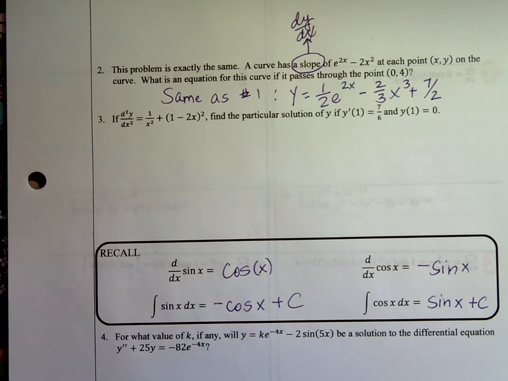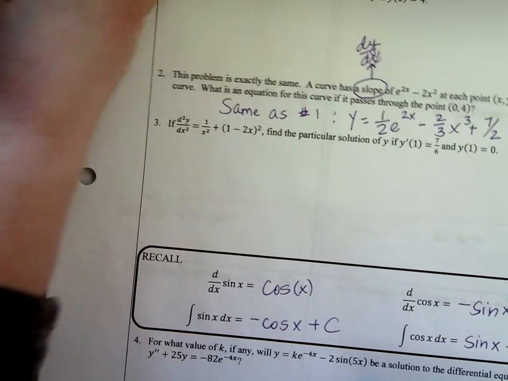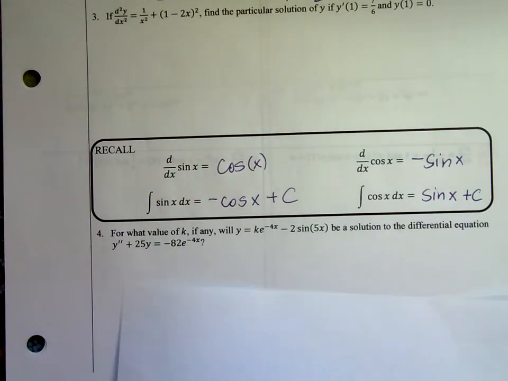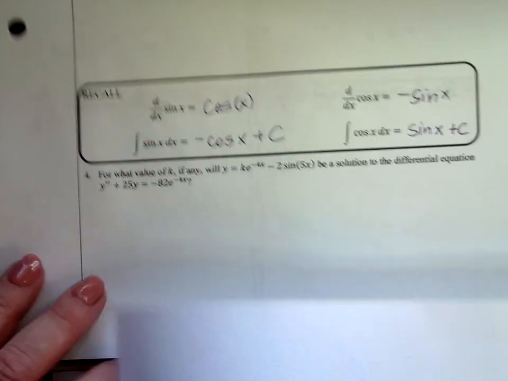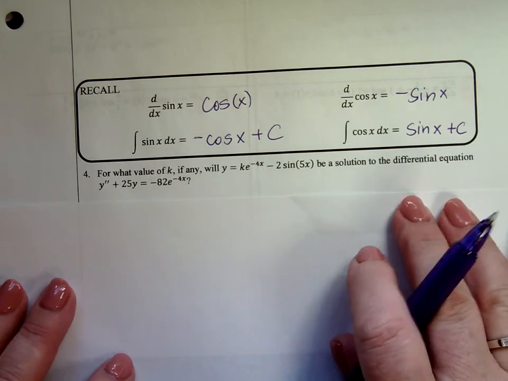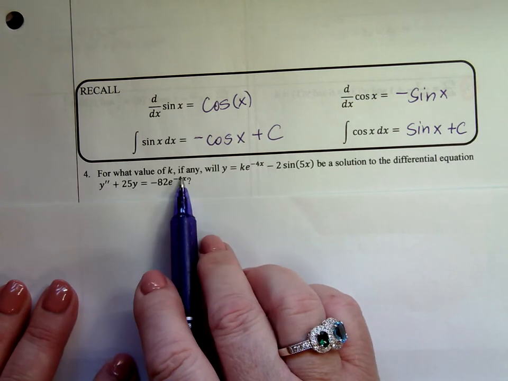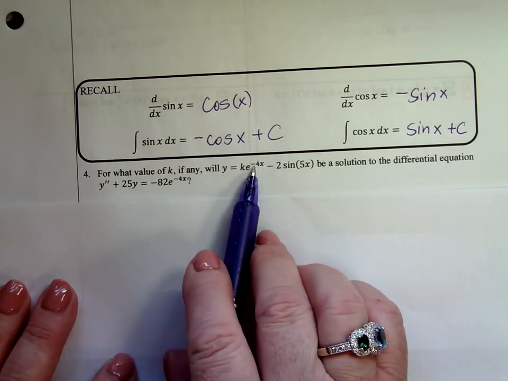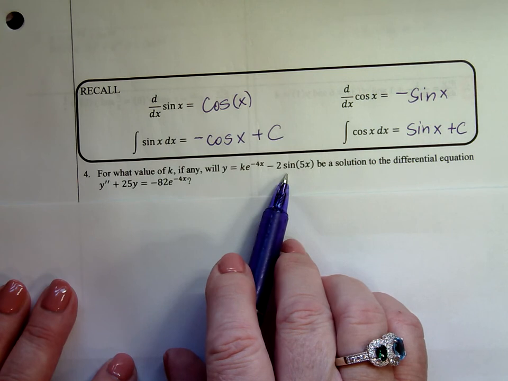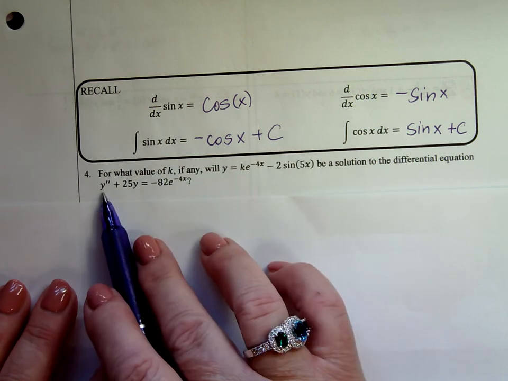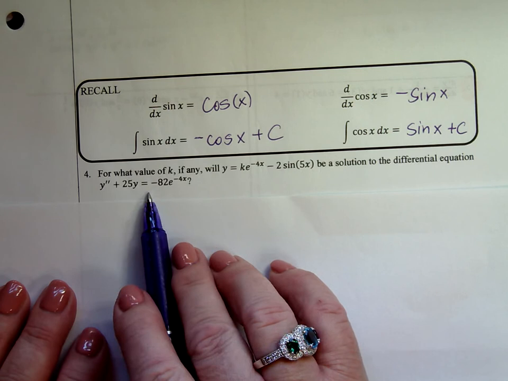And then we're getting to number 4. And again, number 4 is going to take some space, so I am going to do number 4 on a separate piece of paper. Here it goes. This time they give you, and these are pretty wonky, in fact, I'll show you how I did some of the problems in the practice problems. Again, there wasn't enough space for my writing. But anyway, for what value of k, if any, will y equals k e to the negative 4x minus 2 sine of 5x be a solution to the differential equation y double prime plus 25y equals negative 82 e to the negative 4x?